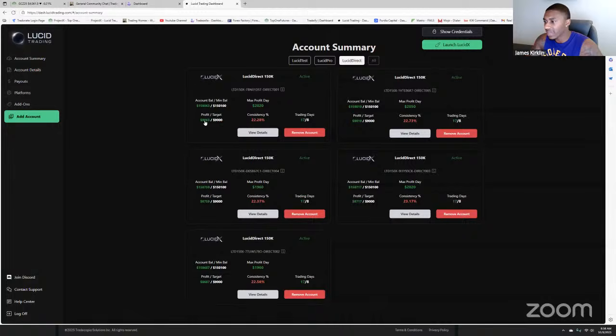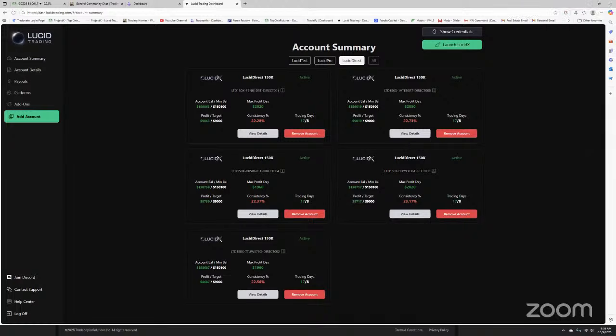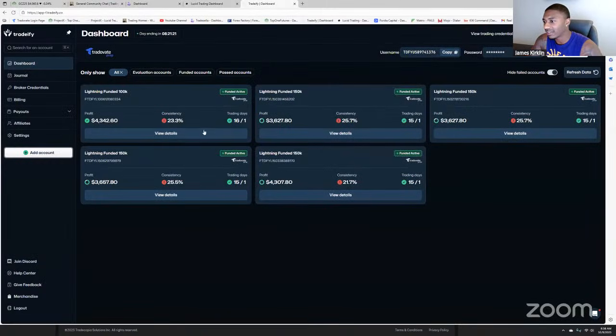On these Lucid accounts, I've reached the 9,000: 87.59, 87.17, and 86.87. So now I just got to get my consistency under the 20%, and then that'll be my first payout with them. With them, you get 100% of the first 10,000, and then you get 90% from then on forward. So if I did my math right, I think I'll get like 14.5 or something like that. That's what I'm waiting on. And then with Tradeify, I just need to get to 4,500 on these, and then I'll be green with those two. So I'm waiting on that.